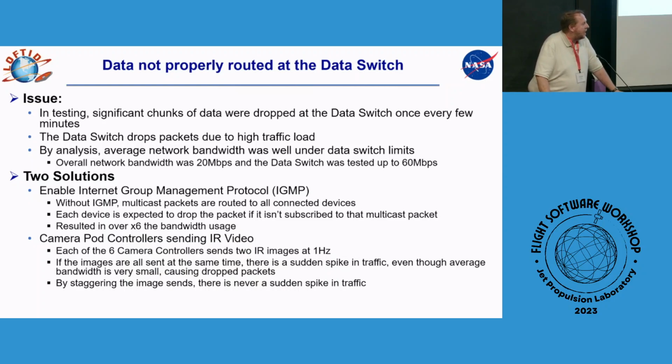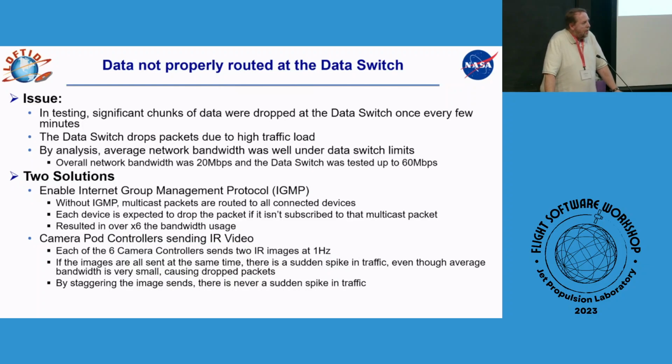So there's a simple answer to that. You turn on Internet Group Management Protocol, and that tells the switch to actually keep track of things. And that solved a lot of the problems, but it didn't solve everything. The other problem we found was we were still getting data drops. And we kept going back and forth saying, we can't be overloading the switch. We're well under what we tested for. And our average bandwidth is just fine.